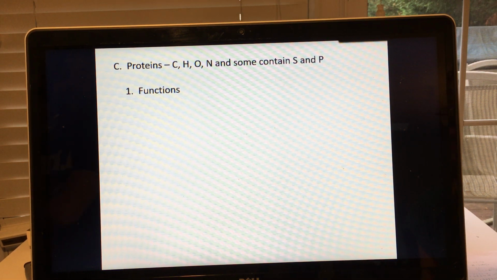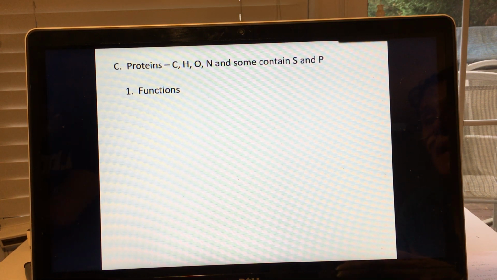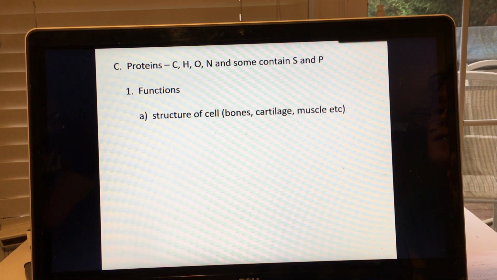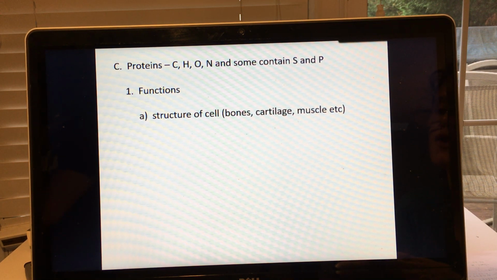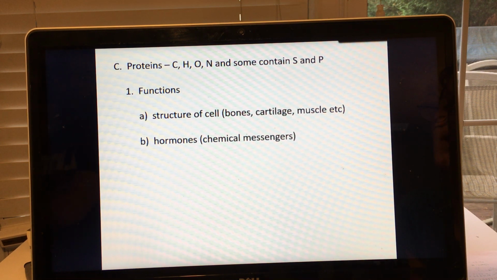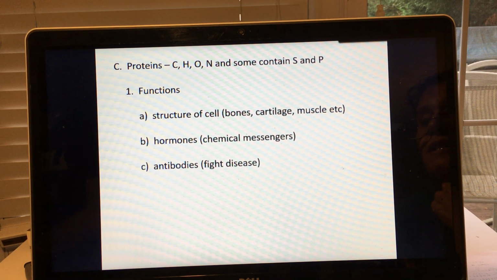So first I'm going to talk about the functions of proteins, and there are many of them. First of all, proteins are the structure of our cells, bones, cartilage, muscle tissue, collagen, and our hair and nails. So they're a lot of structure. Our hormones are proteins, and hormones are chemical messengers. You're probably familiar with testosterone, estrogen, maybe progesterone you've heard of. Antibodies, which are the molecules that are part of our immune system that fight disease, are proteins too.